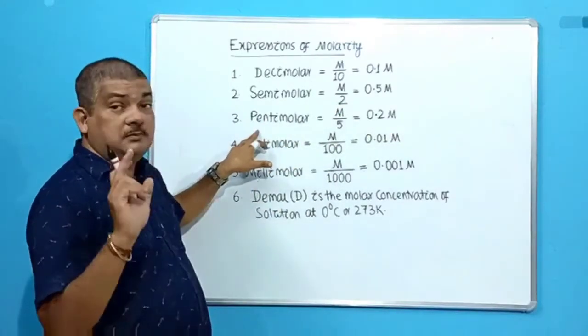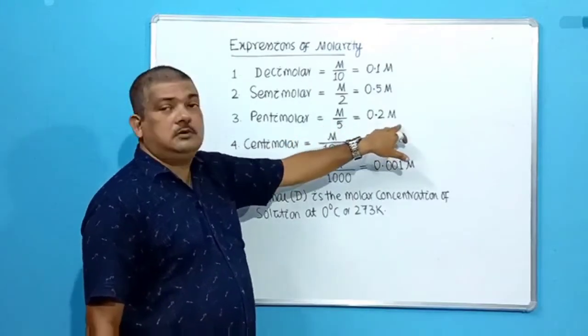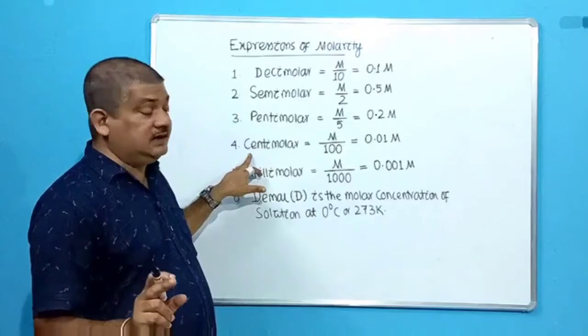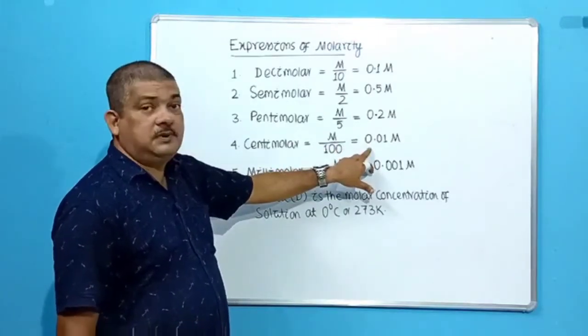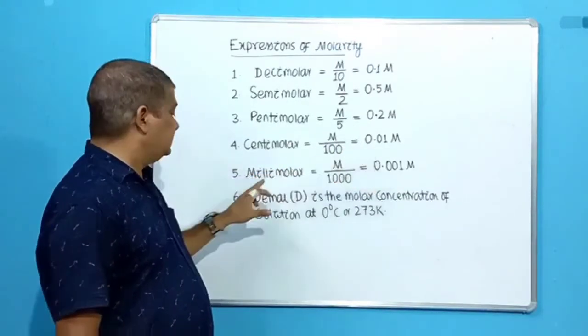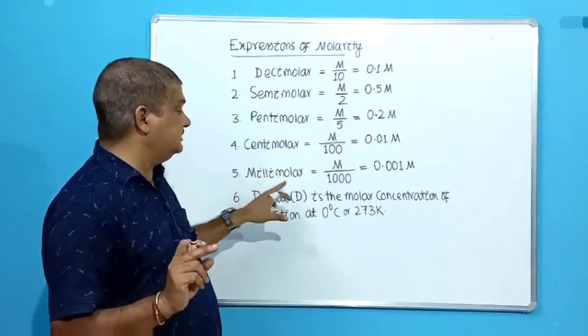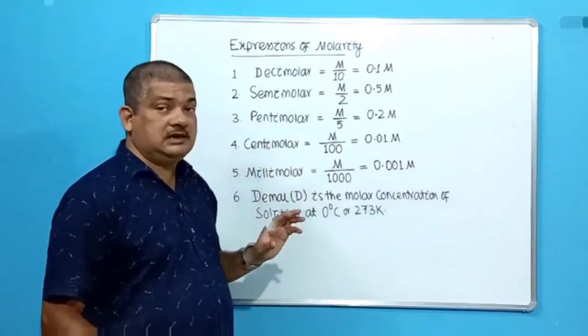Then penti means 1 by 5, so it will be M by 5, that means 0.2 molar. Then centi means 1 by 100, so it will be M by 100, that is 0.01 molar. Similarly, milli means 10 to the power minus 3, that means 1 by 1000, so M by 1000, it is 0.001 molar.